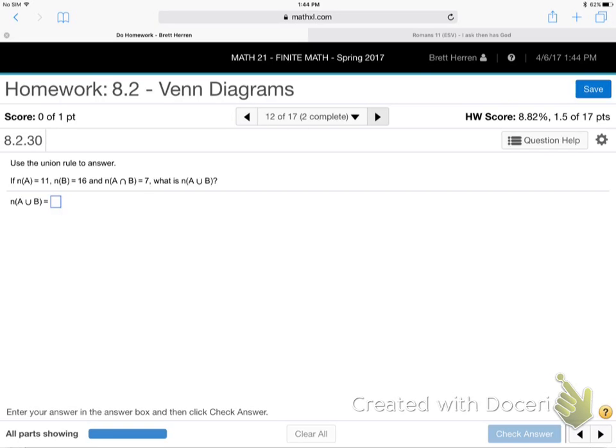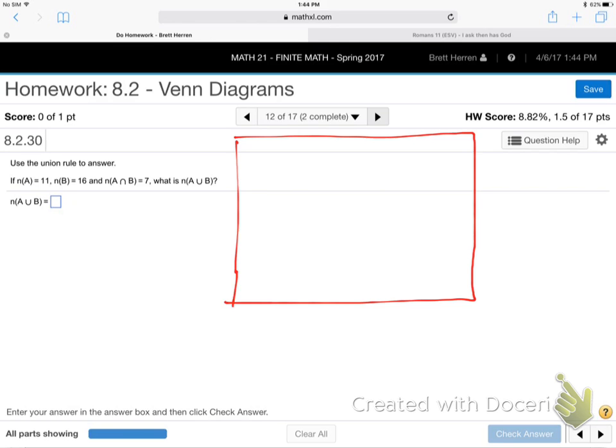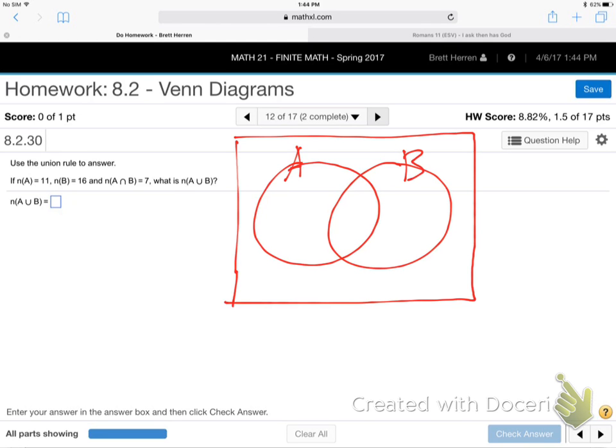All right, so here we go. Circle A, circle B. By the way, notice they don't tell me that I have to use a Venn diagram on this one, but it will make it a lot easier to do a Venn diagram on this problem. So we've got A and we've got B, and it says use the union rule to answer the questions.